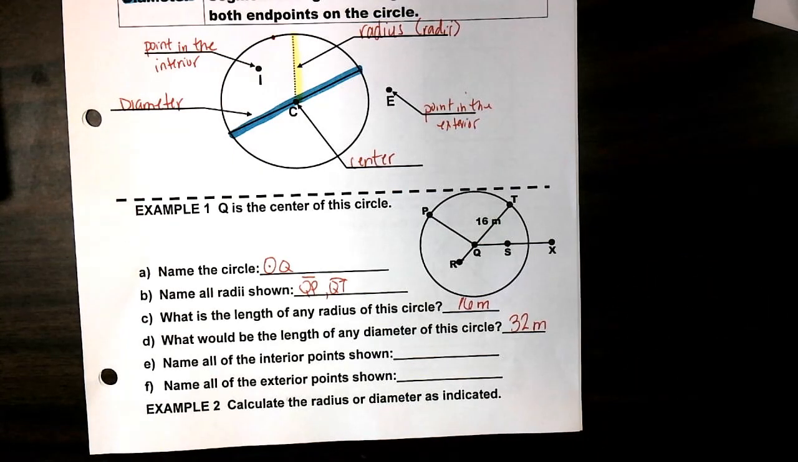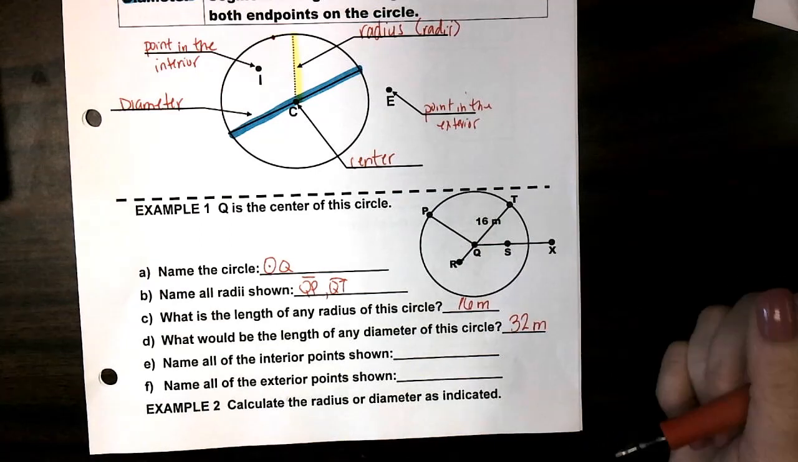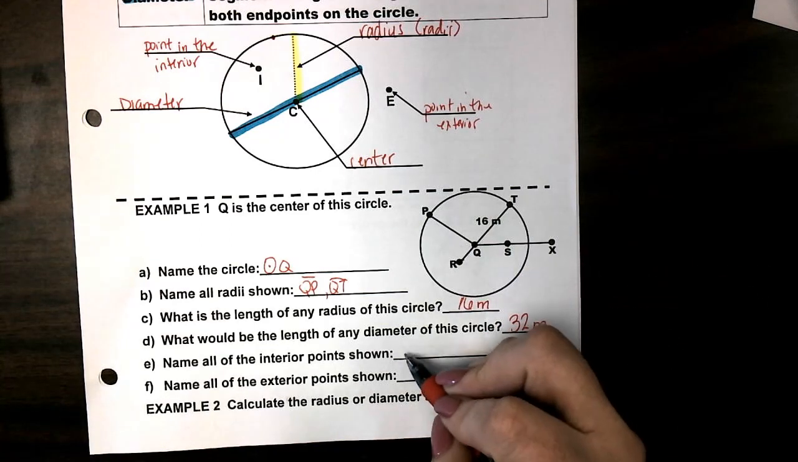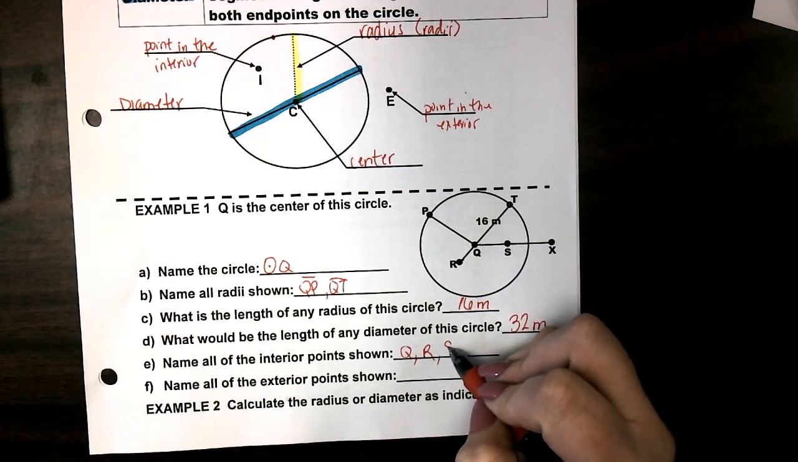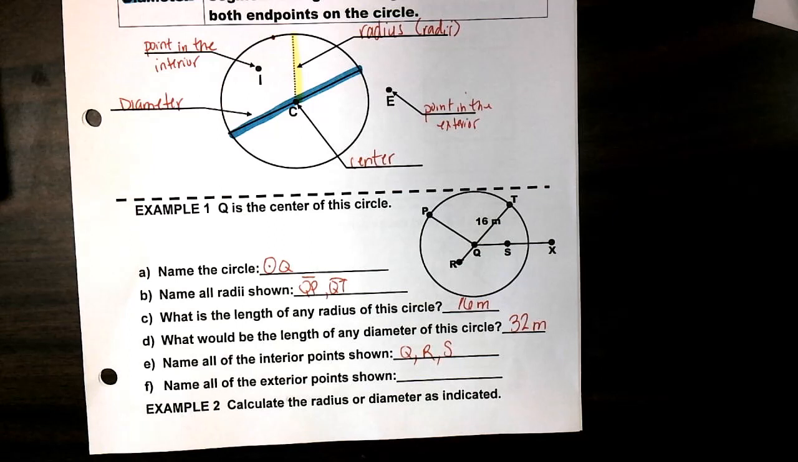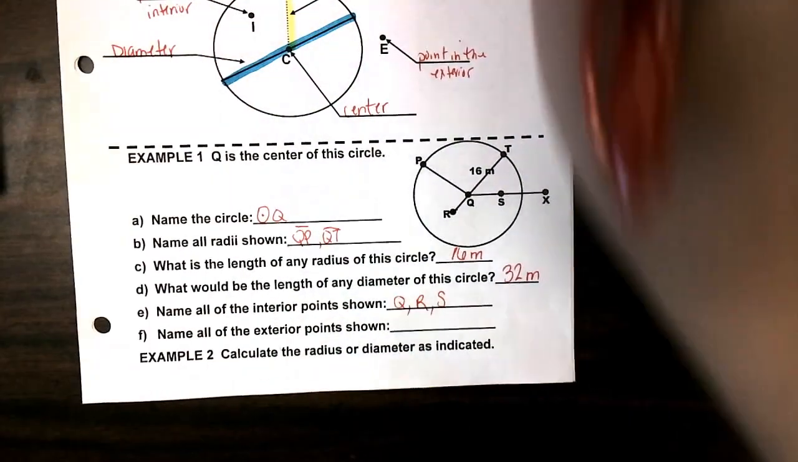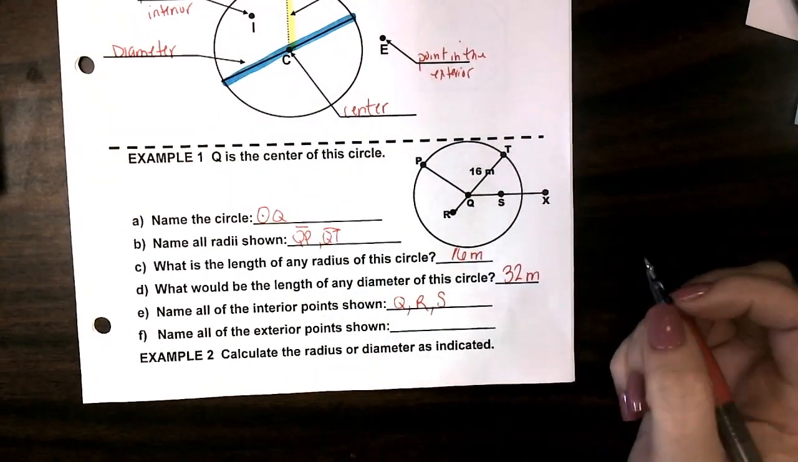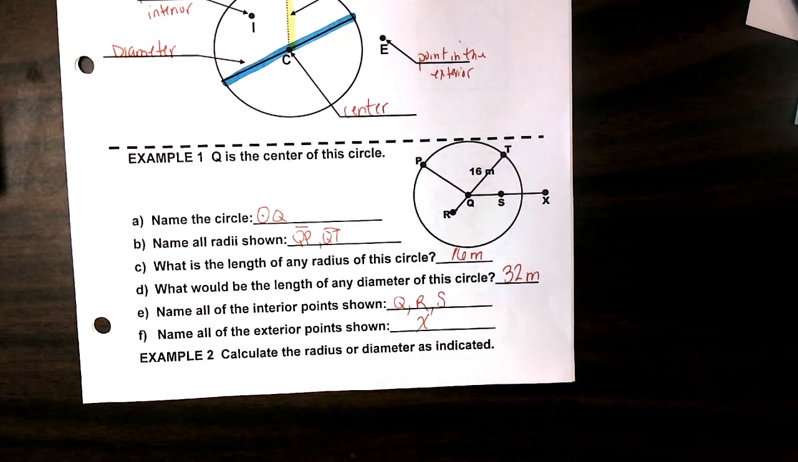And then we're going to name all of the points on the interior of the circle. Then the points on the interior are Q, R, and S. P and T are on the edge of the circle. They are not considered interior or exterior. They are on the circle. And then the exterior point is point X and only X.